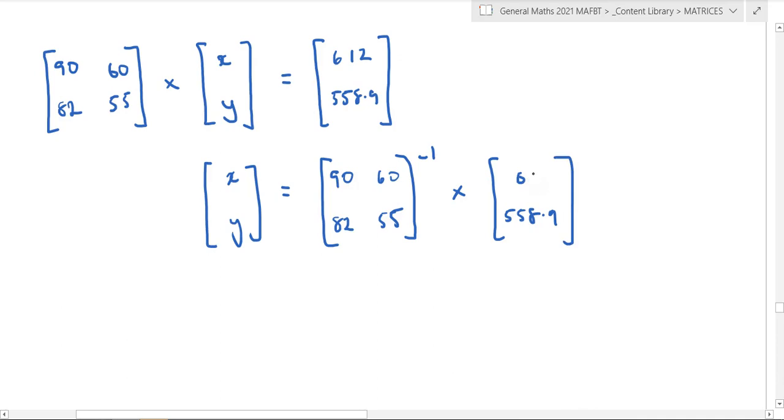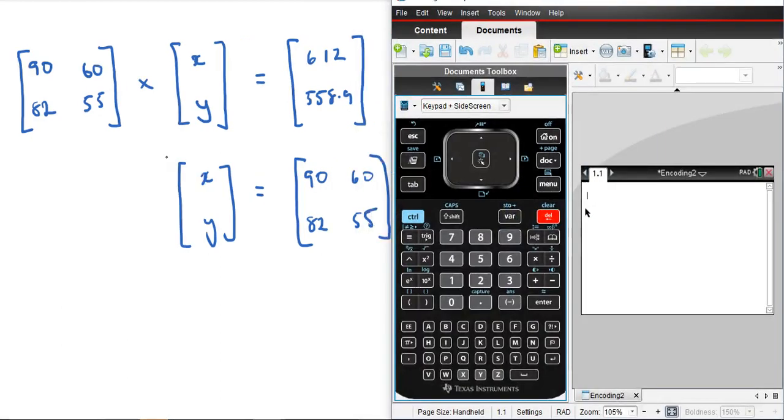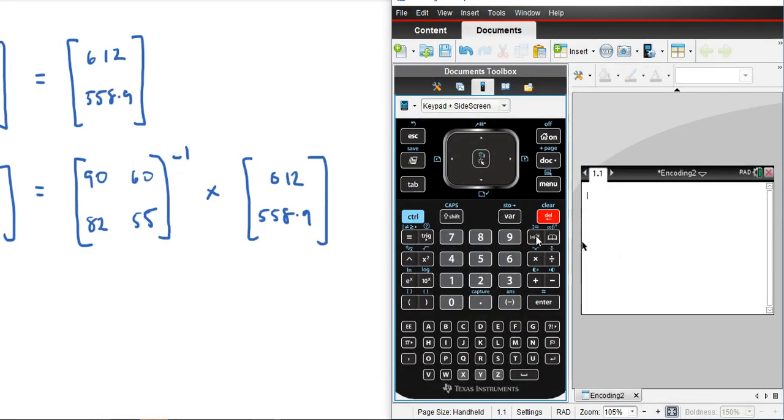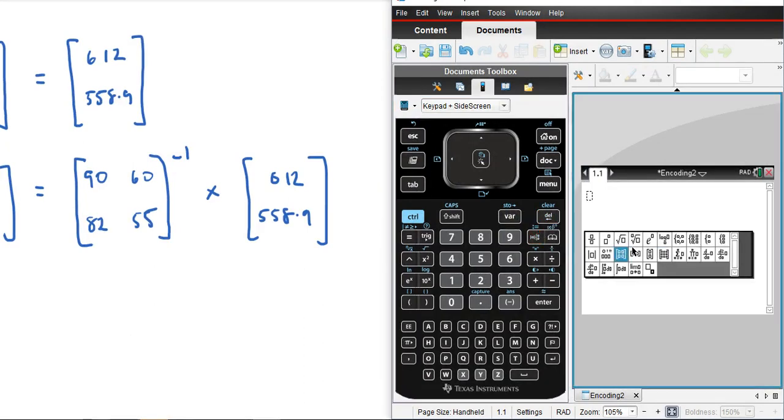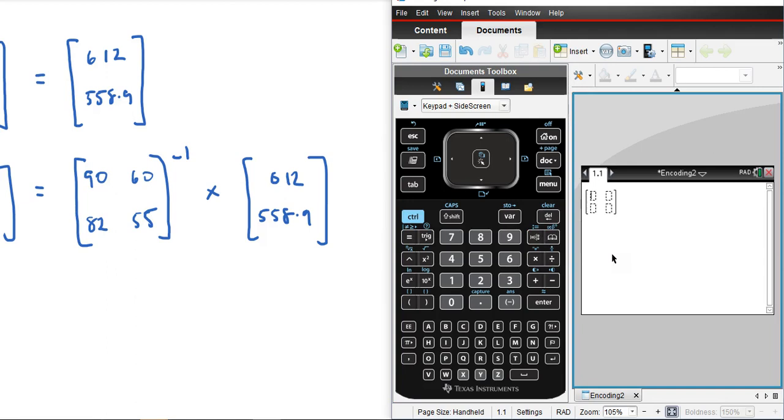Make it nice and neat for you guys. Okay, so let's put in my calculator. All right, there. I can use this guy here. So 90, 60, 82, 55 to the power of, so the power of buttons here, -1. Put your cursor to the right, don't leave it there, or else it'll stuff up.